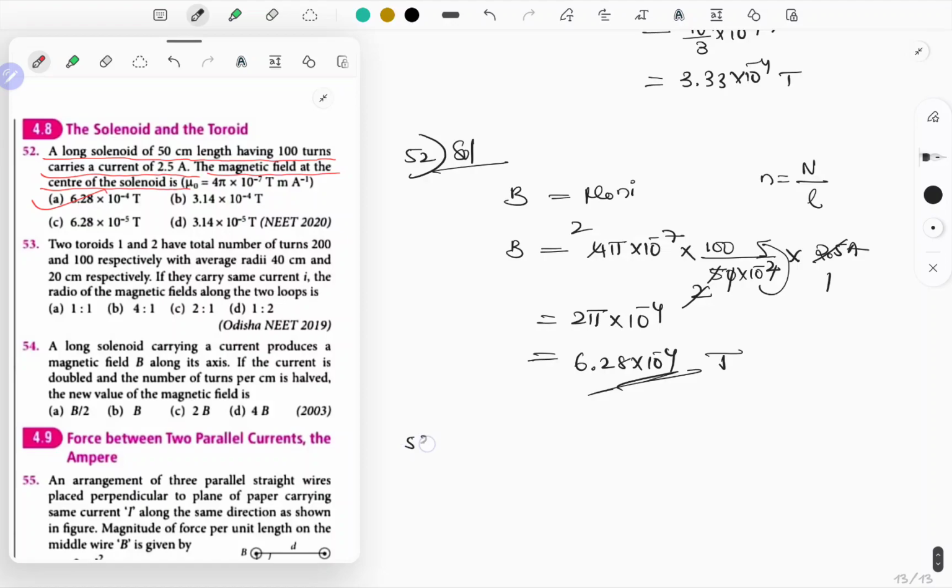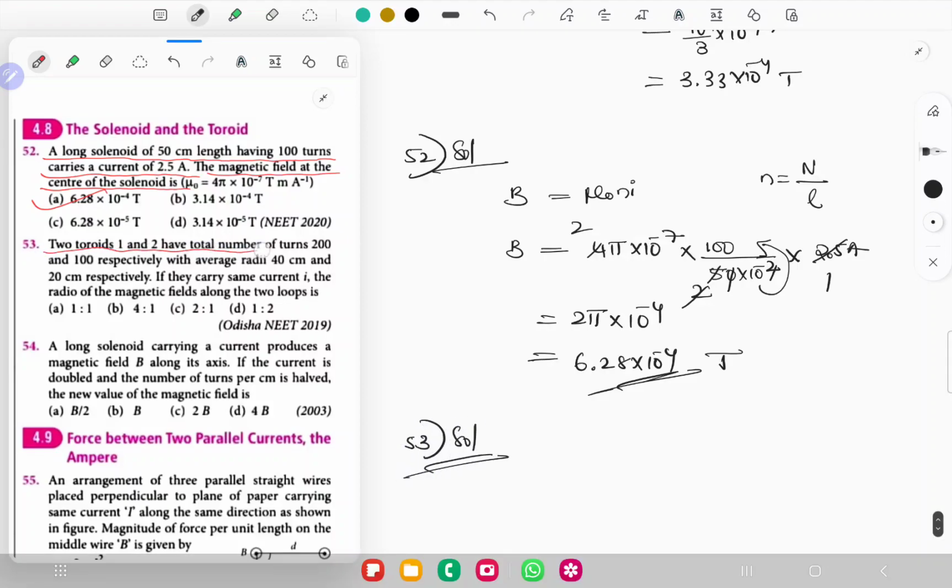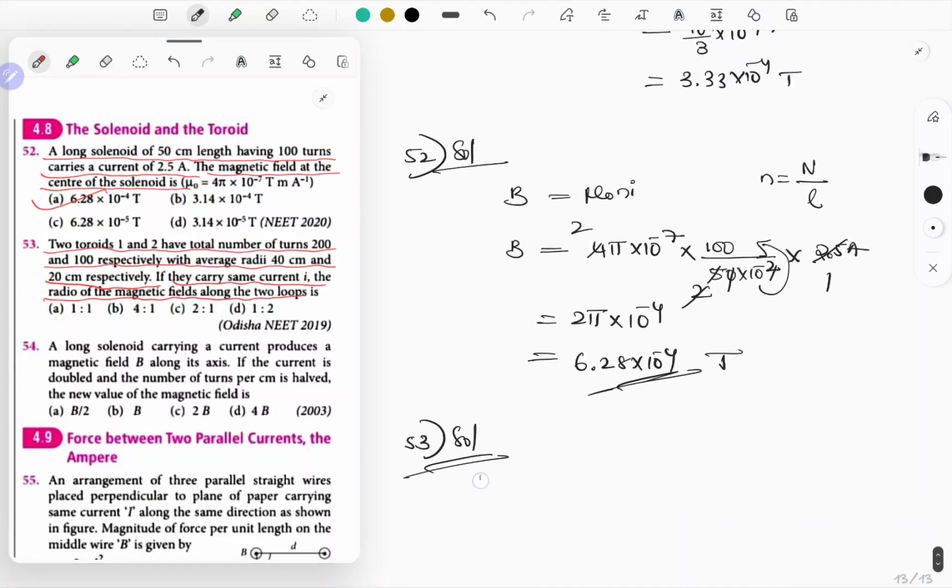Next, question number 53. Two toroids 1 and 2 have total number of turns 200 and 100 respectively with average radii 40 cm and 20 cm respectively. If they carry the same current, find the ratio of magnetic field along the two loops. Okay, so magnetic field due to a toroid is also mu naught n I, but the only thing is this small n changes as N by 2 pi r.